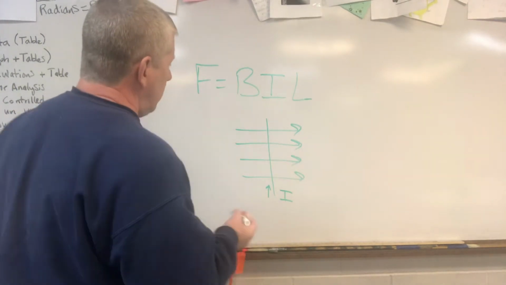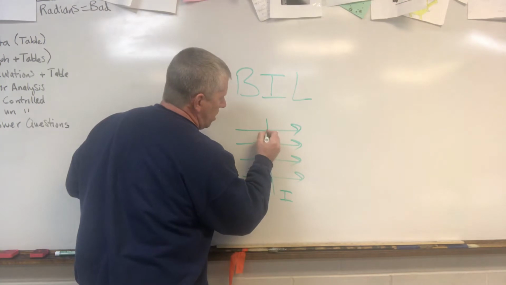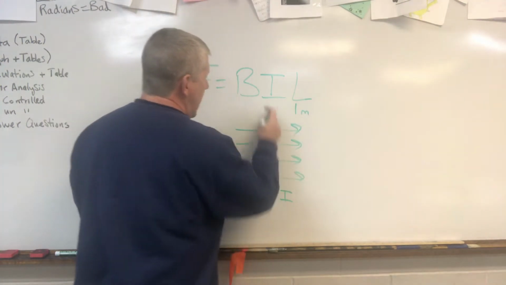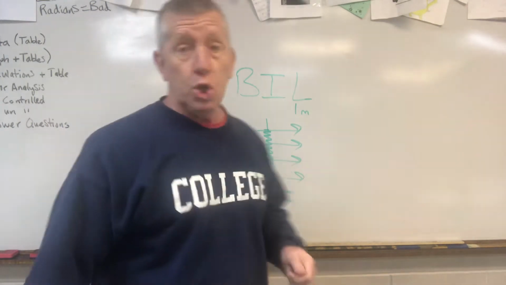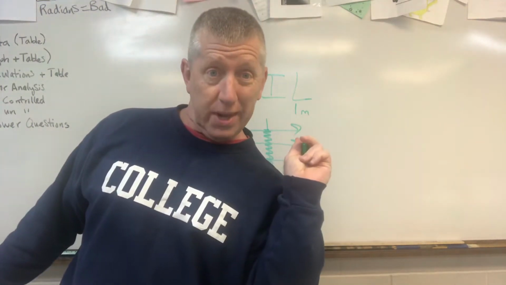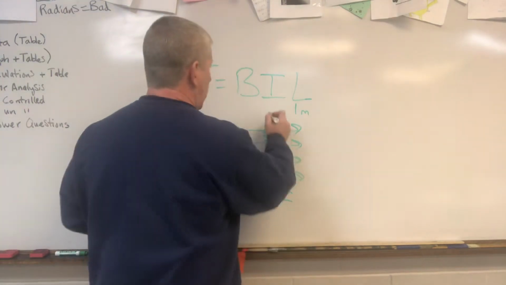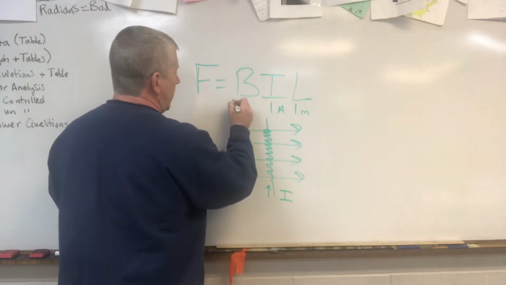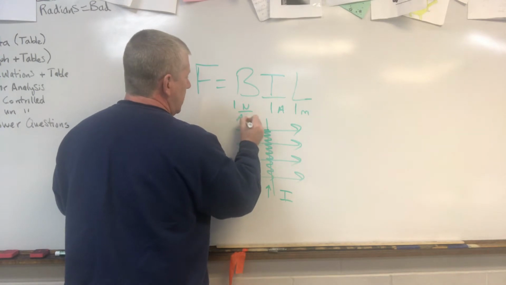So, for example, if we had this length as being 1 meter, 1 meter of length, and the current is 1 coulomb per second, aka 1 amp. So that's 1 amp. And the strength of the field is 1 Tesla, which is a Newton per amp meter.